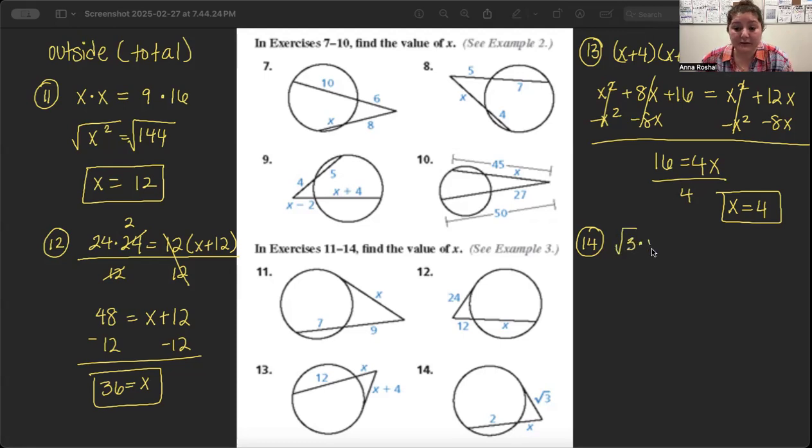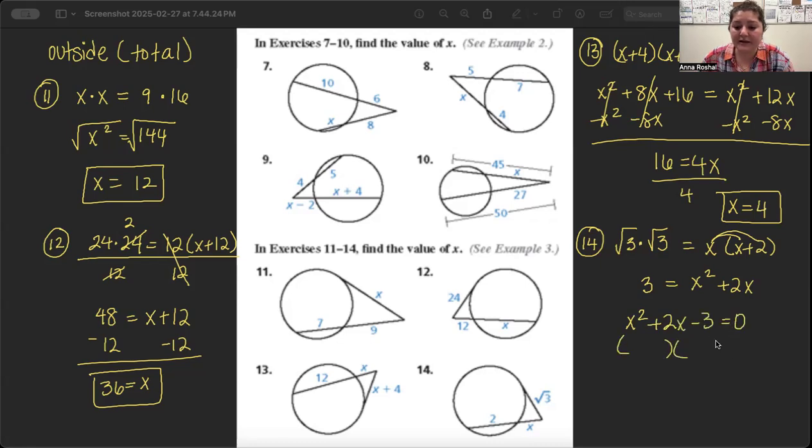Do not let that square root scare you. So I have root 3 times root 3 is going to equal x times this x plus 2. Root 3 times root 3 is just root 9, and square root of 9 is 3. And then when I distribute this across, I'm going to end up with x squared plus 2x. I'm going to move the 3 over to the other side, and then I'm going to have to factor.